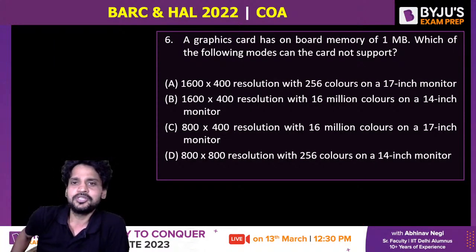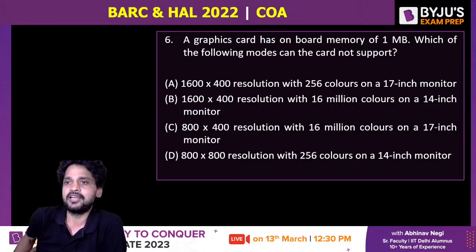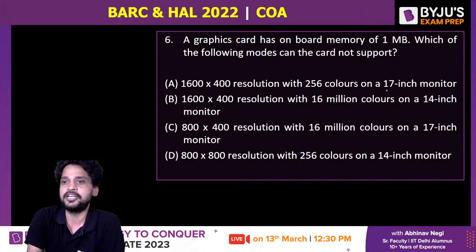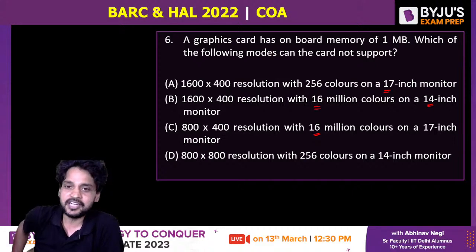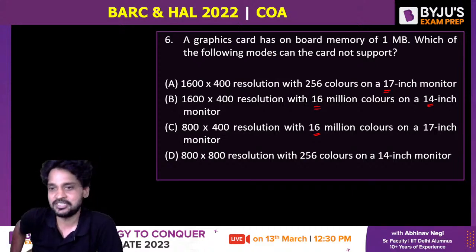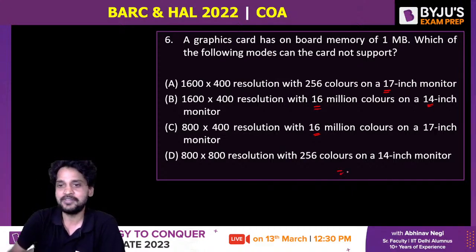Yeah, it's a good question. A graphic card has an onboard memory of 1 MB. Which of the following modes can the card not support? 1600 by 400 resolution with 256 colors on a 17-inch monitor, 1600 by 400 resolution with 16 million colors on a 14-inch monitor, 800 by 400 resolution with 16 million colors on a 17-inch monitor, 800 by 400 resolution with 256 colors on a 14-inch monitor. Which is the correct one?